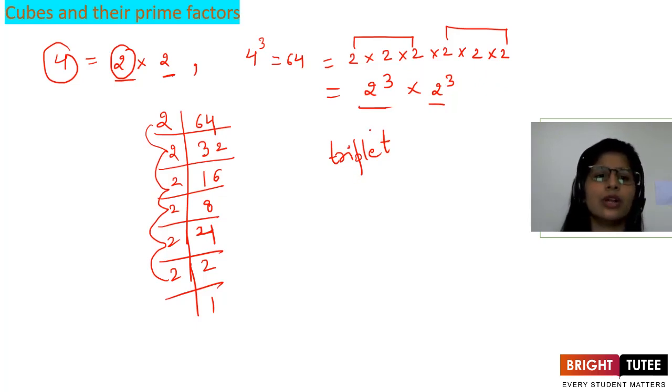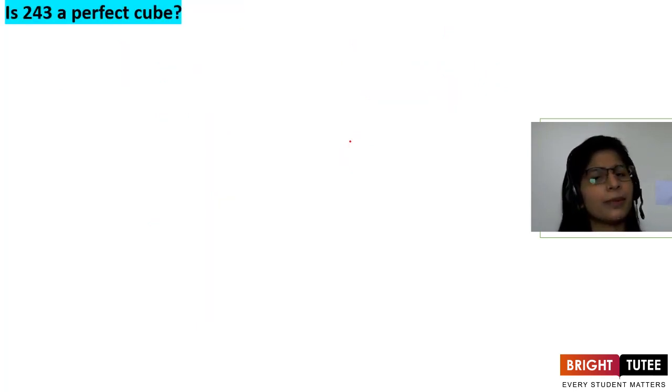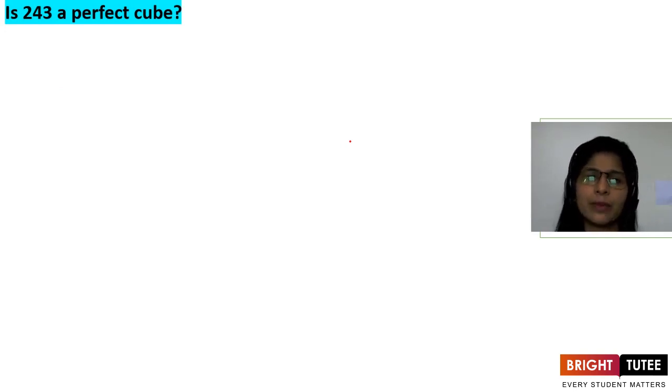Clear? So let's try some questions and this will be much clearer to you. Here they're asking, is 243 a perfect cube? If all the prime factors are forming triplets, then that number would be a perfect cube, otherwise not. Let's start with this number, 243.